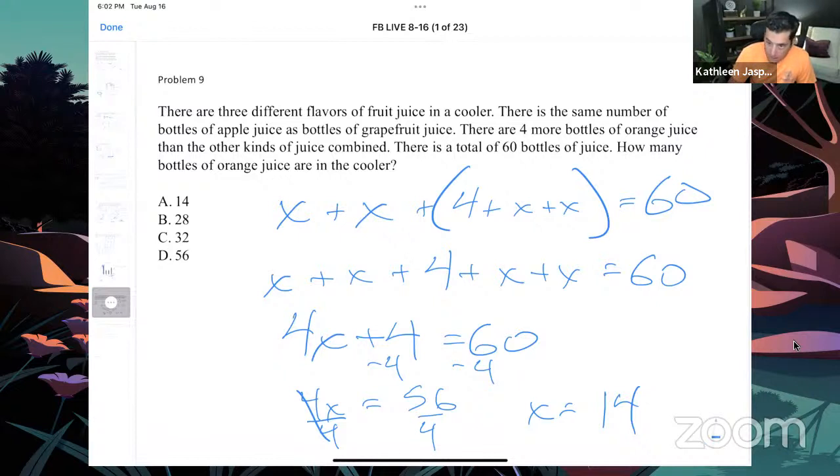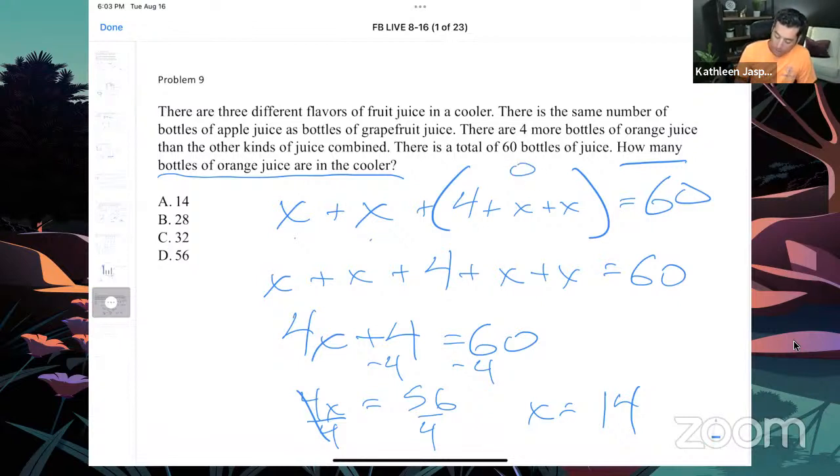Again, you got to make sure you're answering the question that they're asking. It says, how many bottles of orange juice are in the cooler? 14 represents your variable X. X represents apple juice, grapefruit juice. It does not represent orange juice. Orange juice is this here.